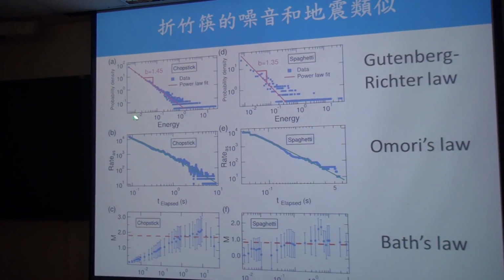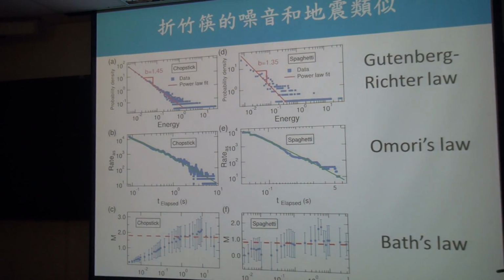How many times does it happen? So it's called the GR law. And crumpling paper has that. But these two are unique to chopstick and spaghetti. In this case, the x-axis is how long you have waited after the main shock.